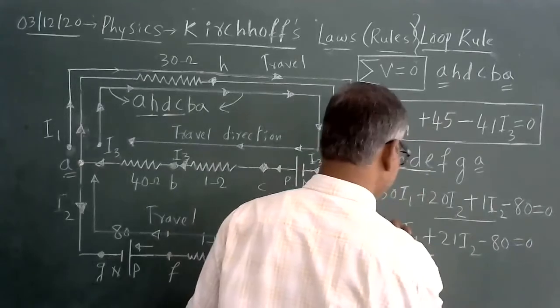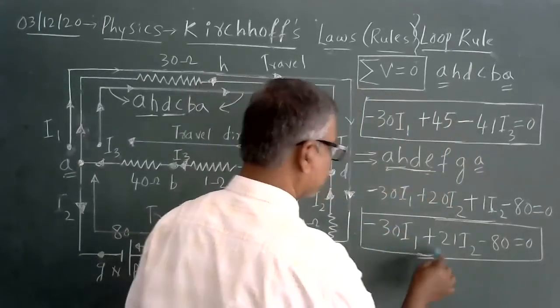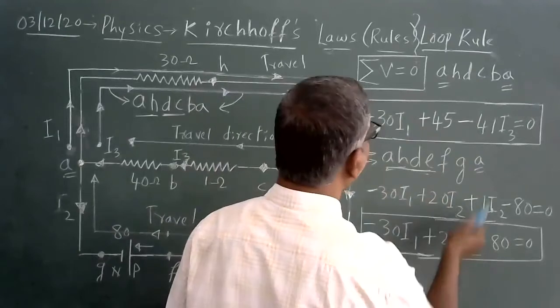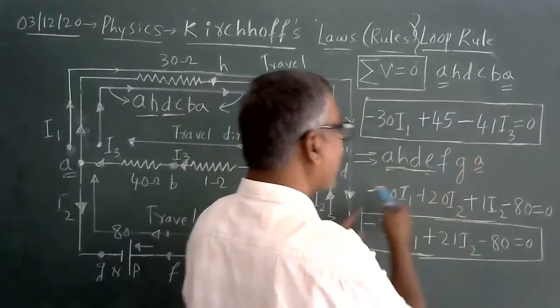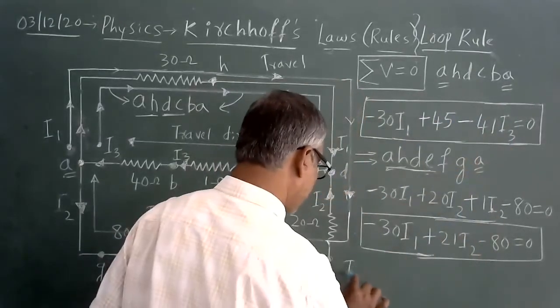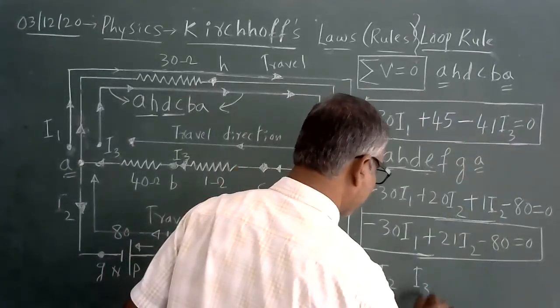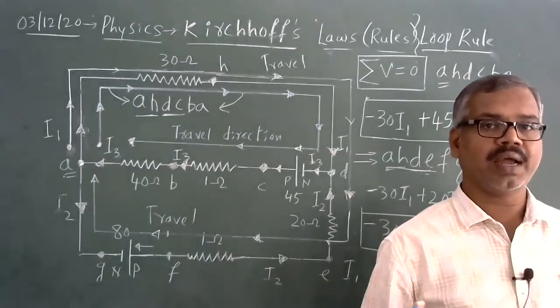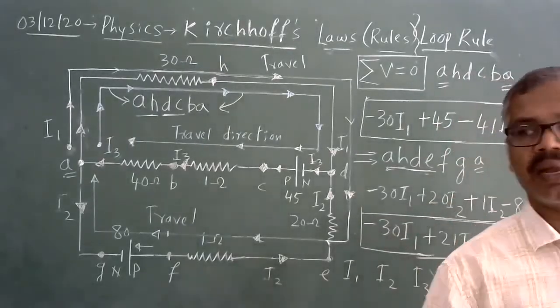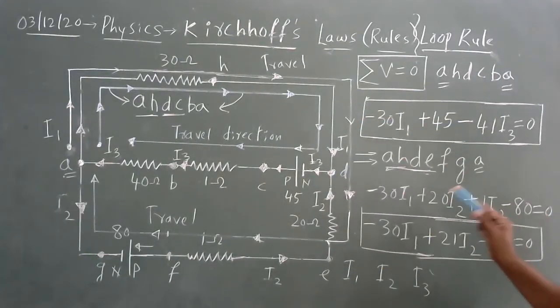This is the next equation. Yes, I have two unknowns, I1, I2. I have I1 and I3 unknowns. Using these two equations, I can calculate I1, I can calculate I2, I can calculate I3 values. So this is how the loop rule and junction rule are applied to understand what the current value is in the circuit.